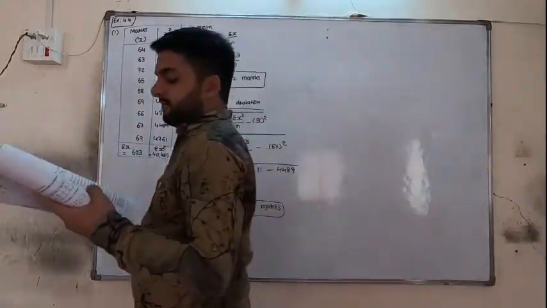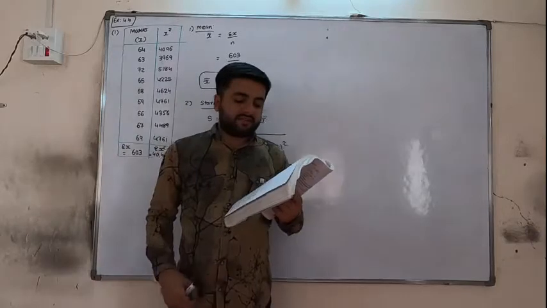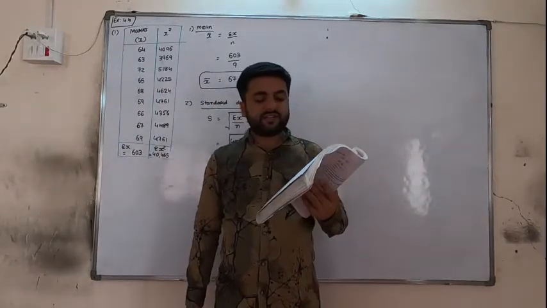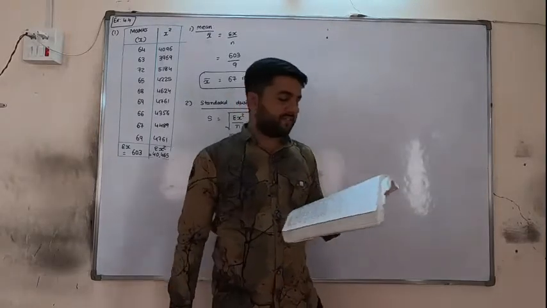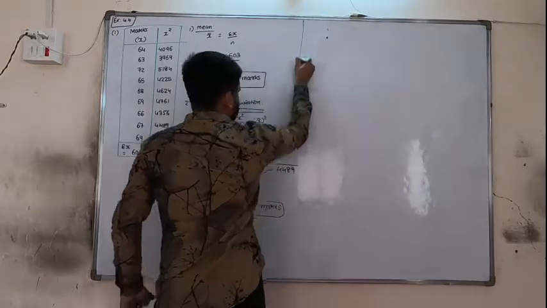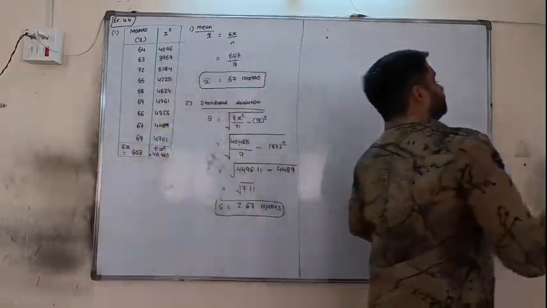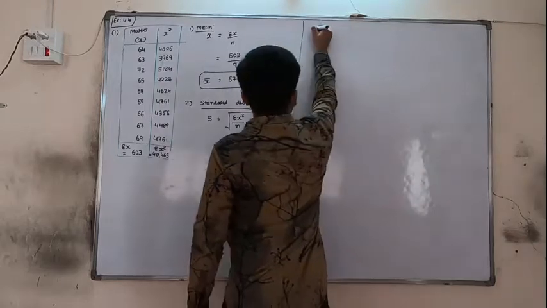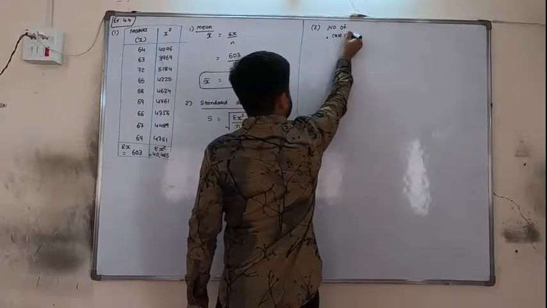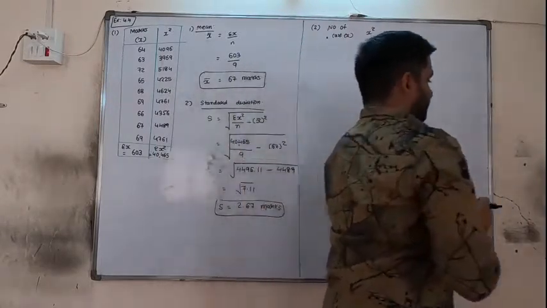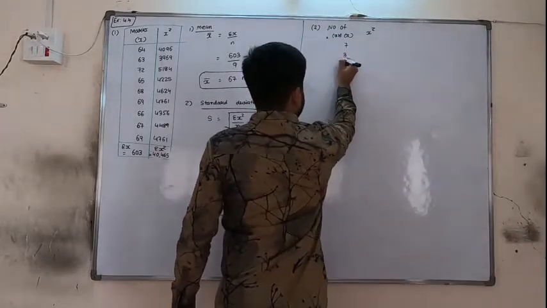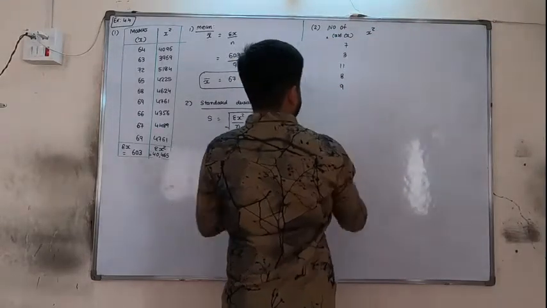The number of cars coming for service, second sum, in 5 service stations of a company on a particular day are 7, 3, 11, 8, 9. Calculate the standard deviation of the number of cars coming at the service station. So I will write here. Number of cars is x and we require x square: 7, 3, 11, 8, 9.